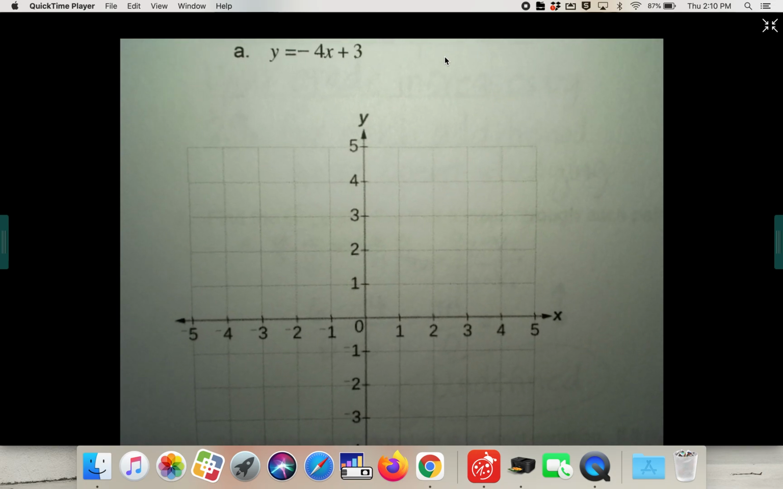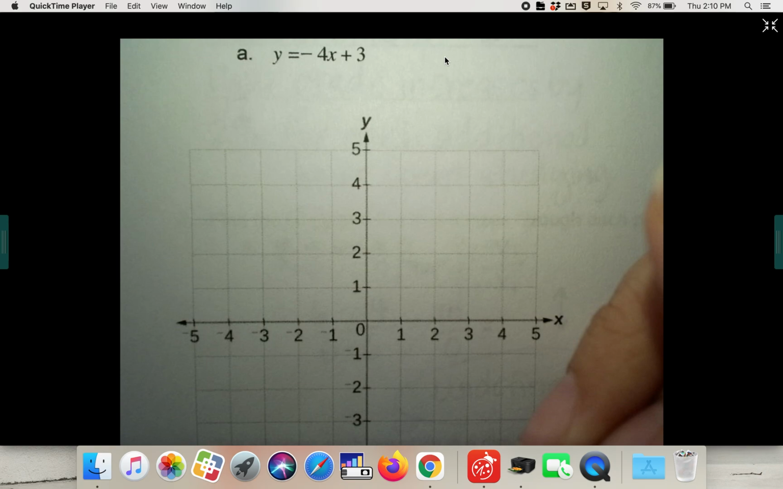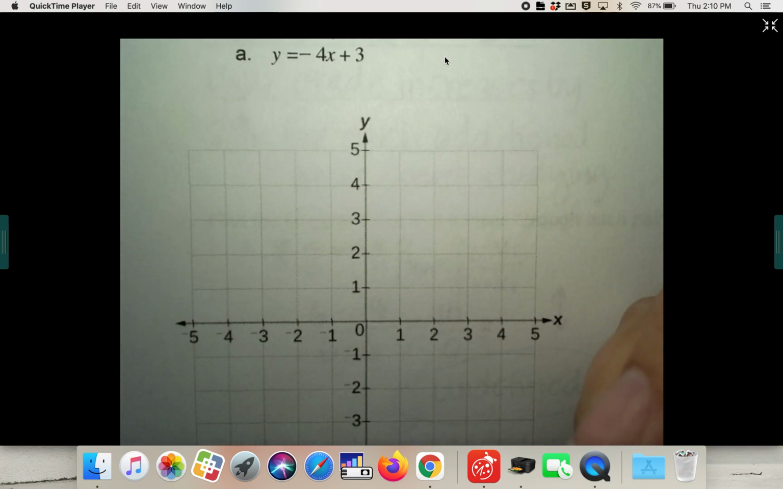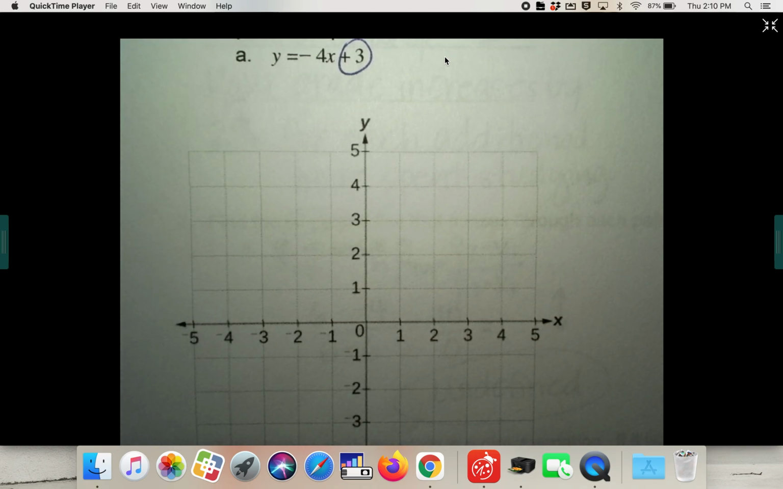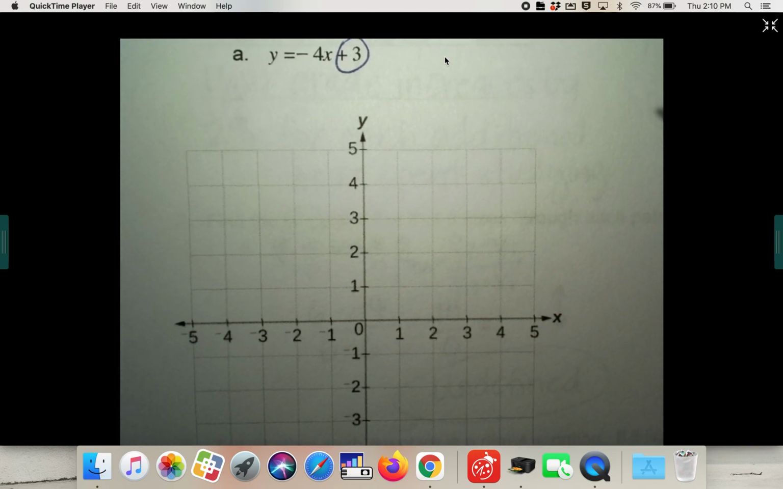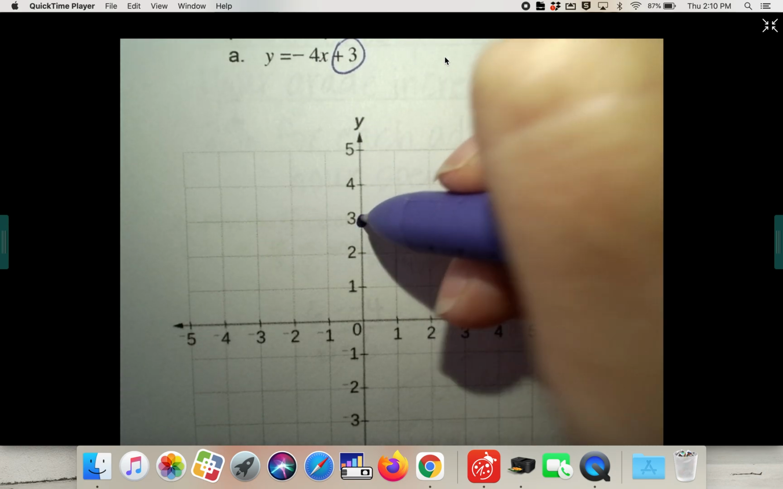All right, let's graph this equation. Y equals negative 4x plus 3. I hope you remember that you have to start on that y-intercept. So I always circle it just to kind of remind me that I'm going to start by putting my dot there on the y-intercept. So go to 3 and put a dot.